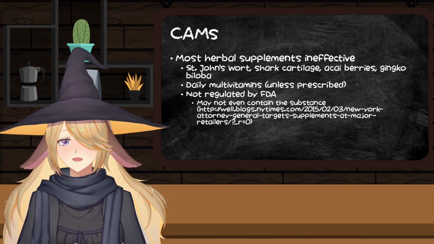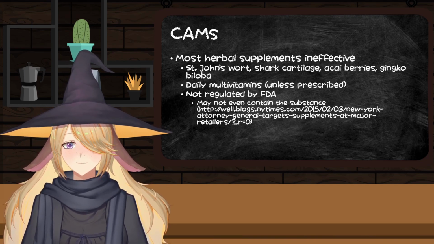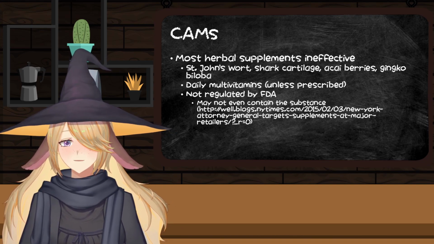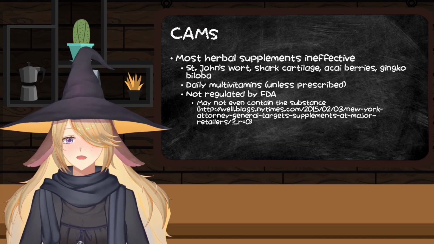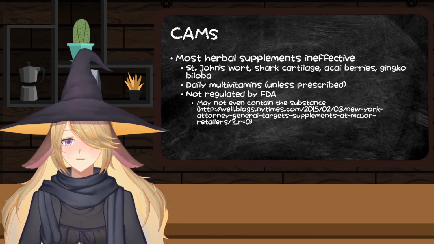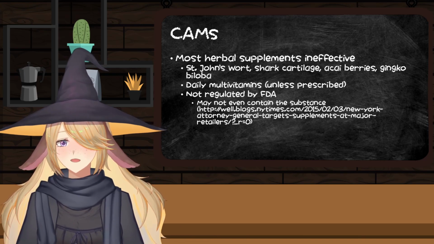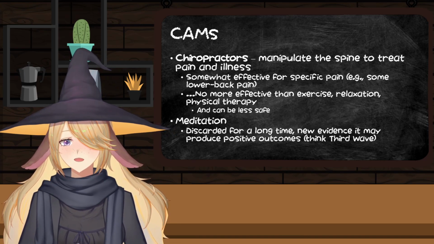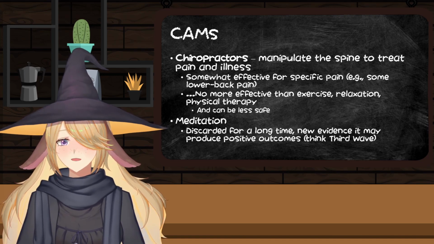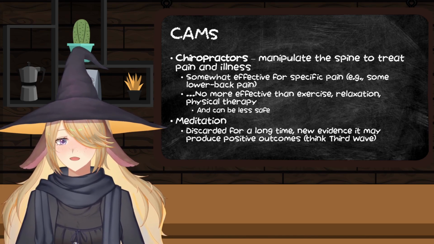So stuff like acai berries, or there's a big one also, pomegranates and pomegranate juice. There was a huge ad push a couple years ago to play up the superfood, the latest trend, pomegranate juice, as having these fantastical properties. Of course, it's not regulated by the FDA. It's just an ad campaign. And so there are these fantastical physiological and psychological benefits coming out from these companies, which are, of course, also trying to sell you the thing. So it's a messy world out there. When it comes to other stuff like chiropractors that manipulate the spine to treat pain and illness, it can be somewhat effective for specific pain, but typically not more effective than exercise, relaxation, and physical therapy.